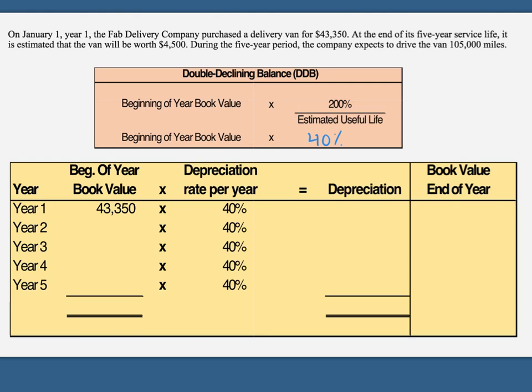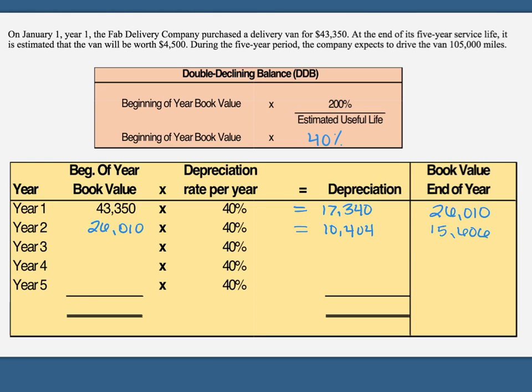and that's going to give us our depreciation amount for year 1, and that's going to be 17,340. We'll subtract that from the beginning of year book value to get $26,010 for our end of year book value, which will then become our year 2 beginning balance. Multiply that by 40%, you get 10,404.